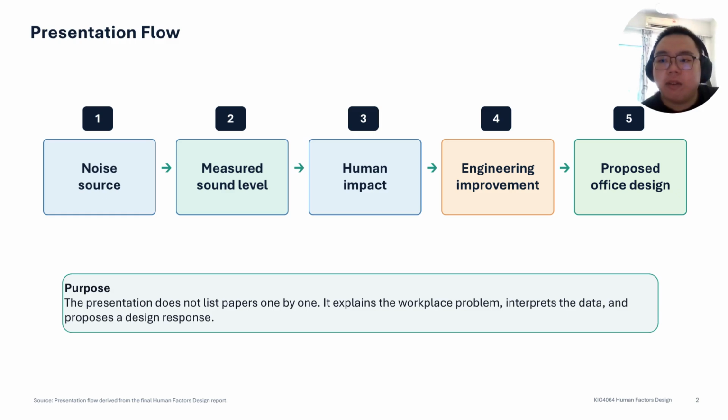Our presentation follows an engineering problem-solving sequence. First, we identify the main noise source. Second, we examine measured sound levels. And third, we discuss the effect on the workers. We then evaluate suitable engineering controls and finally propose an improved office layout. Therefore, the presentation is organized around this workplace problem and design response rather than discussing each research paper individually.